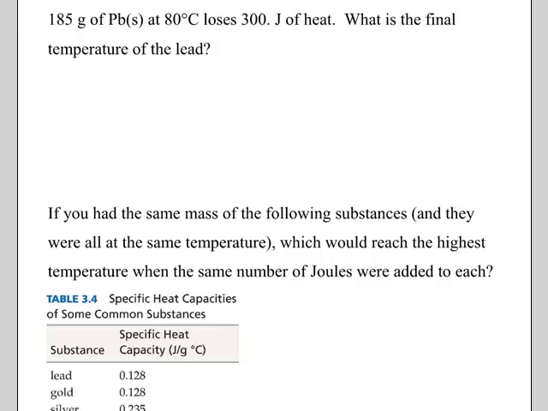Here's a similar problem to the last one, but now we know something different in this problem. We're not looking for the heat. We know the heat. This time we're looking for the final temperature. So it's the same equation. The heat Q is equal to mass times specific heat times delta T.